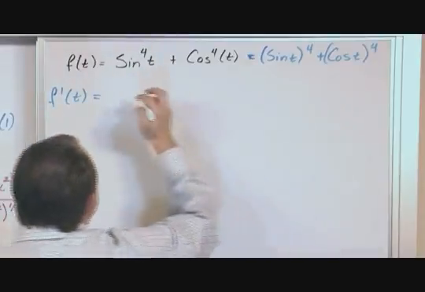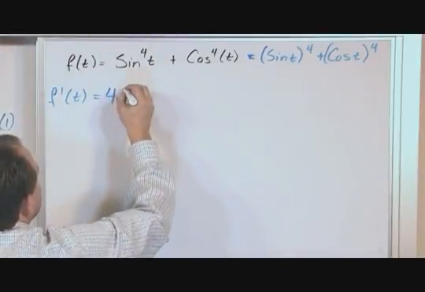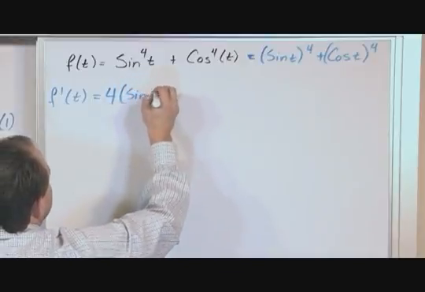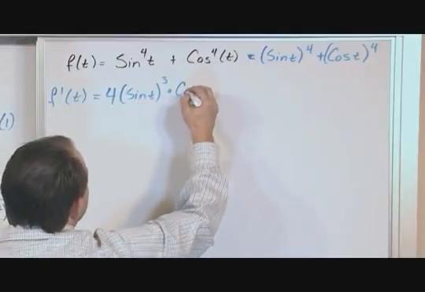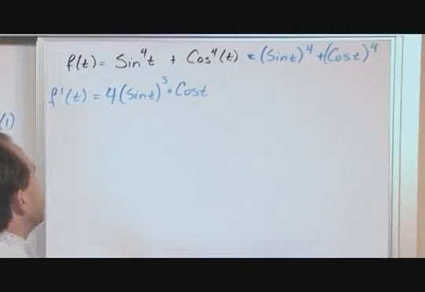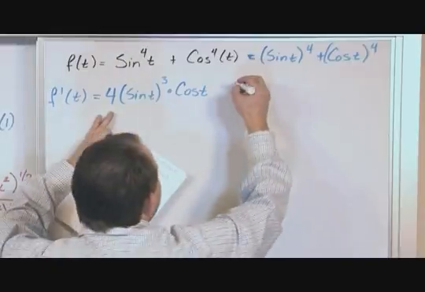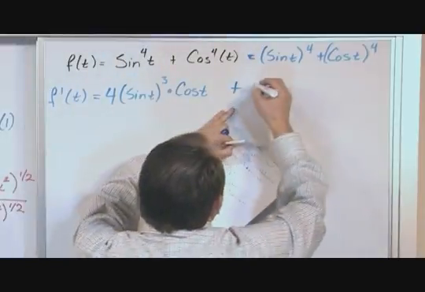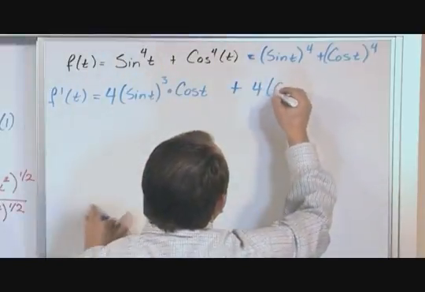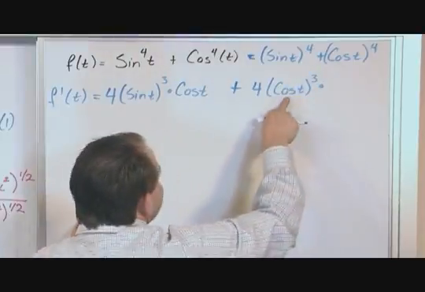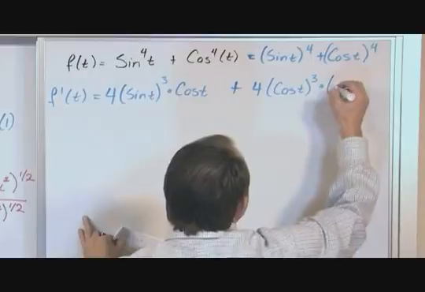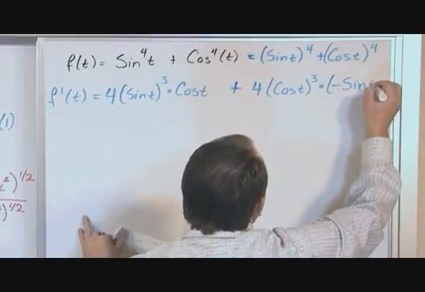Well, the outer is raised to the 4th power, so it's 4 times the sine of t to the 3rd power, but we have to multiply by the derivative of the inside, which is cosine of t. Derivative of sine is cosine. So that's the first term. Then we add to that, here, this 4 comes down, same as the other one did, cosine of t raised to the 3rd power, but we multiply by the derivative of the inside. Derivative of cosine, negative sine of t.